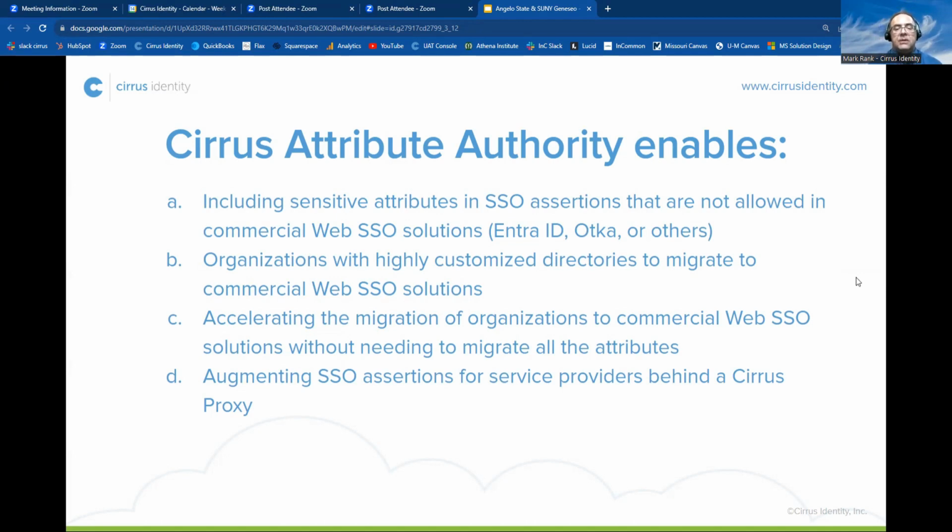It allows some customers to accelerate the migration to Web SSO because they can defer or take longer time to migrate those attributes or remediate specific service providers and still move forward with SSO implementations. And certainly for the Cirrus proxy, there's an emerging implementation pattern where organizations that are operating as a virtual organization want to decorate the incoming assertion from other parties with attributes that they control for the service providers that are behind the Cirrus proxy. So that is also another use case.